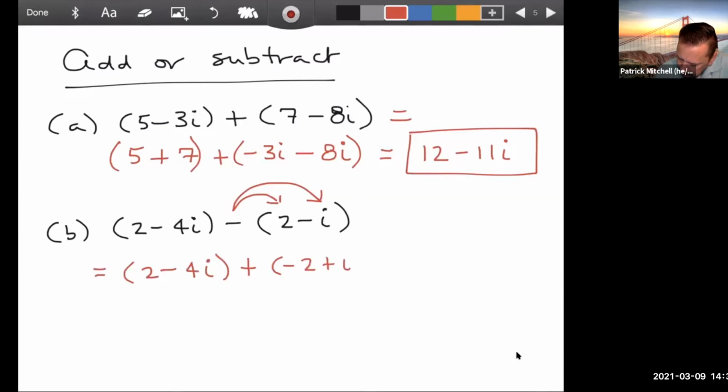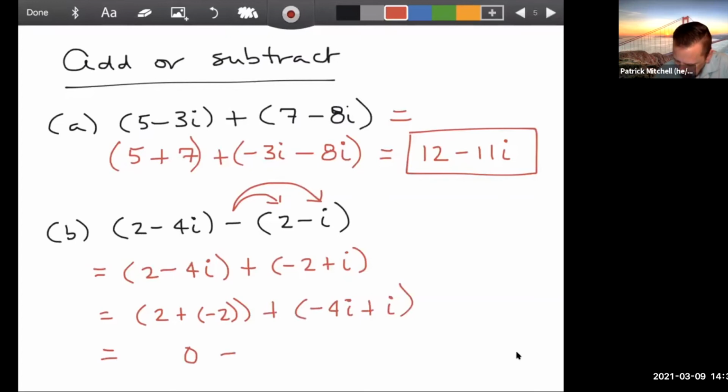To make an opposite complex number, you change all the signs. And that would give you 2 plus negative 2, and then plus negative 4i. Negative 4i plus i. Negative 2 plus 2 is 0. Negative 4i plus i is minus 3i.